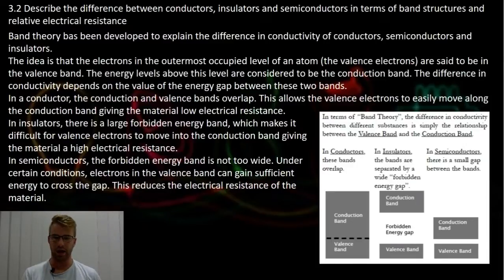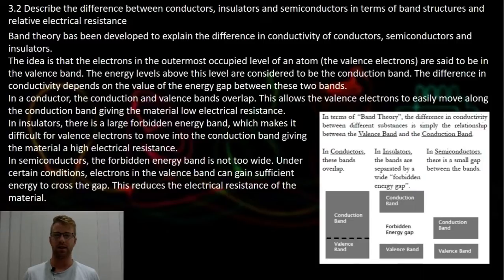So where did this all come from? It came from the band theory and has been developed to explain the difference in conductivity of conductors, semiconductors, and insulators. This idea is that the electrons in the outermost shell occupied level of atoms, the valence electrons, are said to be in the valence band, as mentioned in 3.1. The energy levels above this level are considered to be in the conduction band.